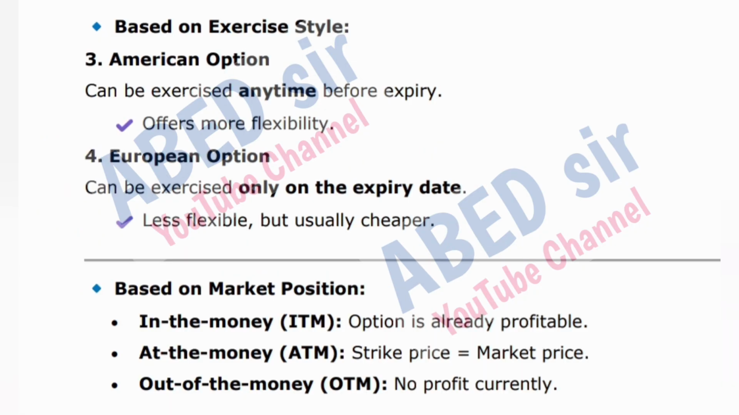Based on exercise style. 3. American option. Can be exercised anytime before expiry. Offers more flexibility. 4. European option. Can be exercised only on the expiry date. Less flexible but usually cheaper. Based on market position: In the money, ITM, option is already profitable. At the money, ATM, strike price is equal to market price. Out of the money, OTM, no profit currently.